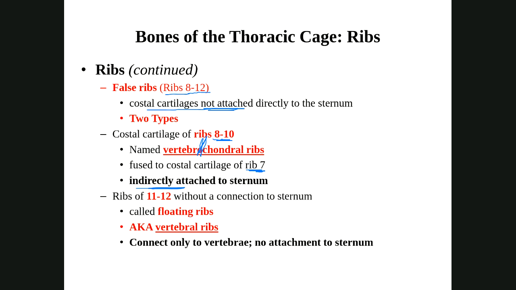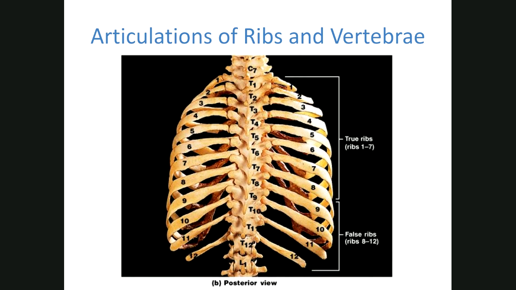Then the last 2 ribs, we nickname the floating ribs. Those are 11 and 12. And we refer to them just as the vertebral ribs because they don't attach to anything. They're on the road to nowhere. They go nowhere. So I'll show you all these pictures real fast.